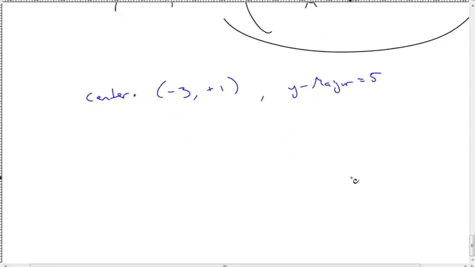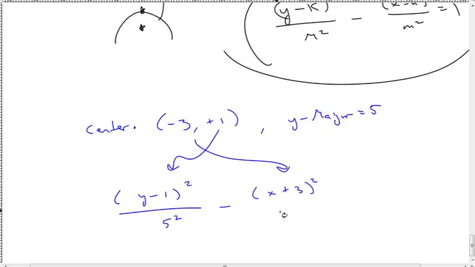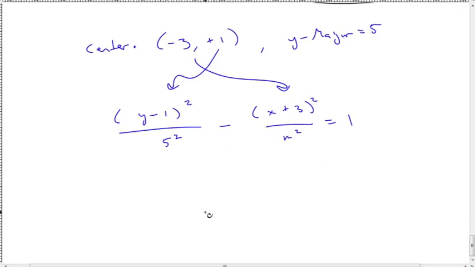And so here we go. I can already start filling this in. y minus the 1, again, there's a y value here, squared divided by 5 squared, that's my major, minus sign, because the hyperbola, y plus 3 squared, again, x value. And then I have my minor squared, I don't know what that is yet, equals 1. So I just need to figure out what this guy is. Well, there's that formula for c, major squared plus the minor squared.